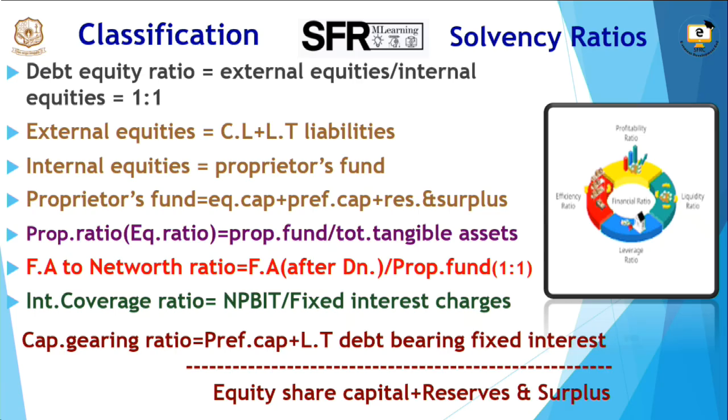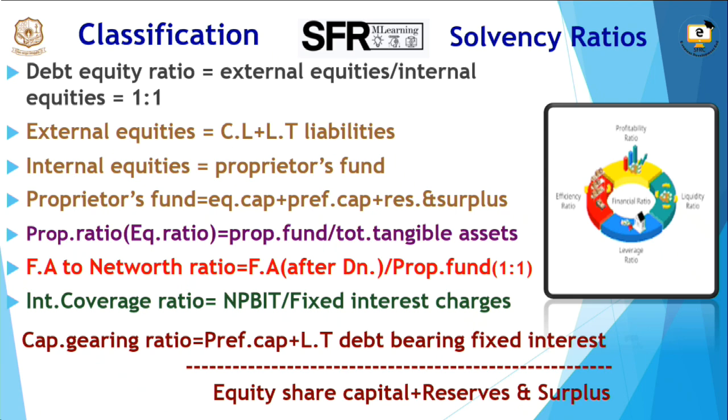Goodwill, fictitious assets, amortization should not be taken. These items are excluded from the assets. Only tangible assets: land and building, plant and machinery, stock. So these only are covered under total tangible assets.